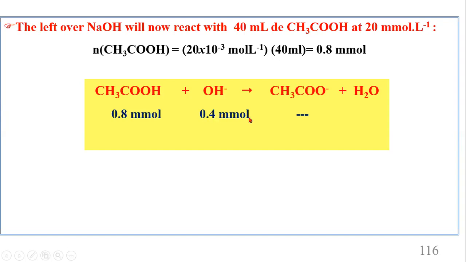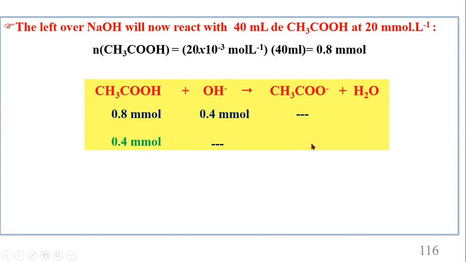Of course, we have no acetate in my solution initially. So who's the limiting reagent? Yes, it's the less amount, which is the OH minus. So all the OH minus will run out in solution, and the acetate will remain. The amount remaining will be 0.8 minus 0.4, which happens to be 0.4 millimole.